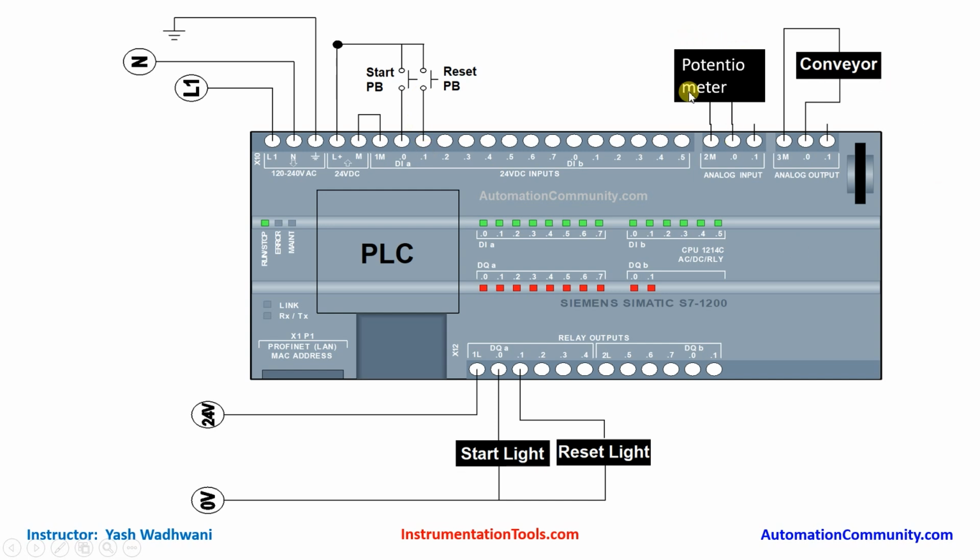Now we also have one analog input, that is our potentiometer, so that we will connect over here at 0 number of analog input. And here you can see this is our analog output, which will be given to our conveyor, or we can say that VFD. Now let us talk about digital outputs. As you can see from control panel, there is start indicator and reset button indicator. So first of all, we will give 24 volt supply to common of outputs, and 0 volt we will connect directly to the outputs, and another terminal of the indicator we will connect to output 0 and output 1.